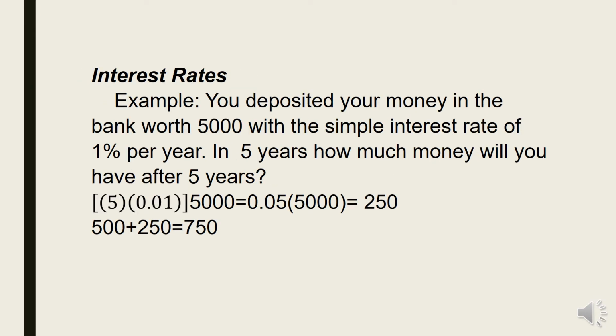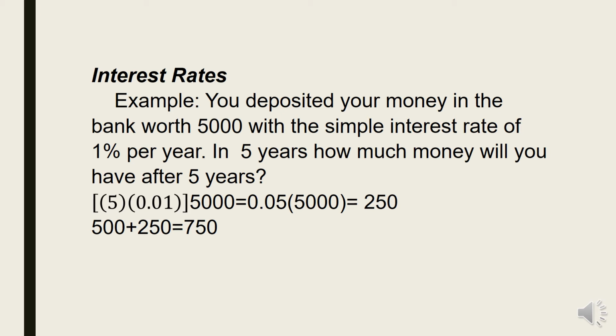Next is the interest rates. Example, you deposited your money in the bank worth 5,000 pesos with a simple interest rate of 1% per year. In 5 years, how much money will you have? So, the formula for the simple interest is equal to PRT, or the principal times the rate times time.